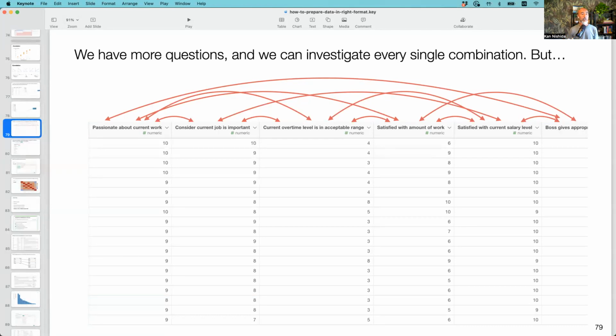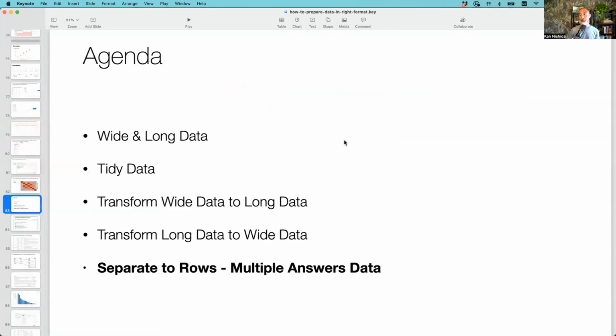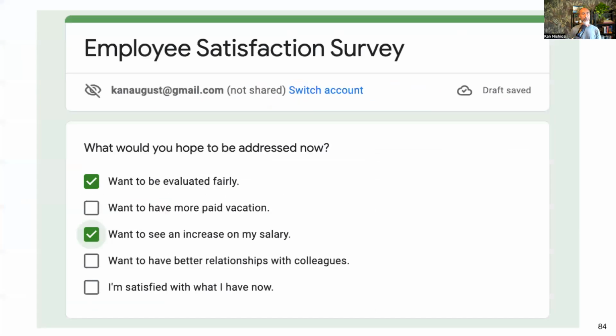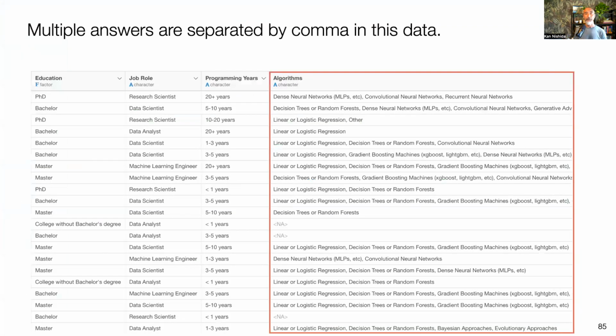Okay, so the next topic is the last topic of the day: separating rows for multiple answers. This is also a tidy or untidy related topic, because sometimes when you do a survey, there can be multiple answers. It's not just one answer for one question. You can select multiple values, and sometimes the data comes in this kind of format.